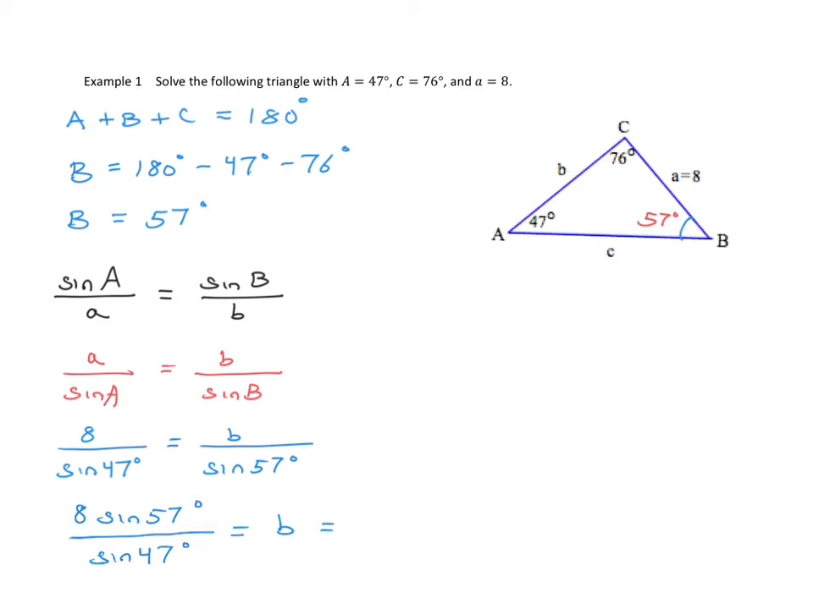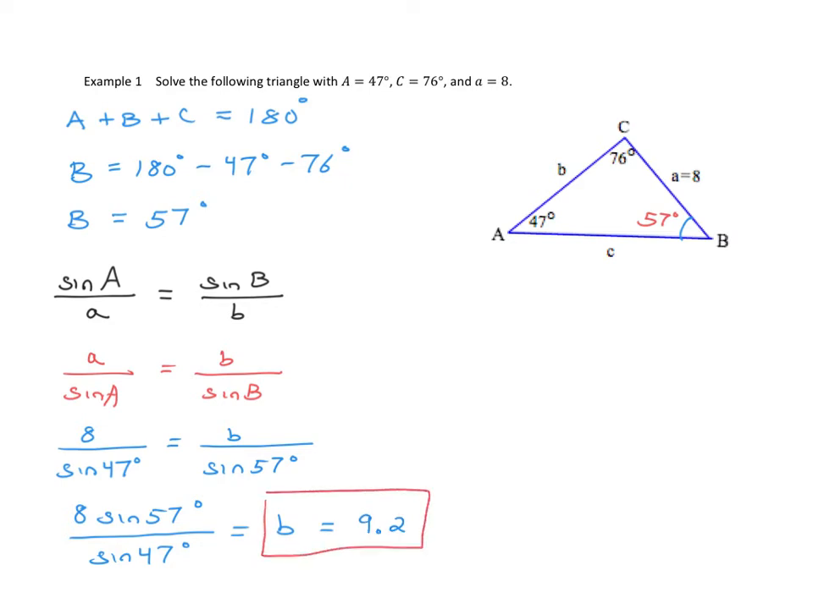The next thing to do here is just go to your calculator and enter in all of this information. I think what I'll do is round b to the nearest tenth. Making sure my calculator is in degree mode, that's 8 times sine of 57 divided by sine of 47. Okay, it's a decimal that goes on a little bit, but if I round to the nearest tenth, I get 9.2, approximately. That's pretty good.